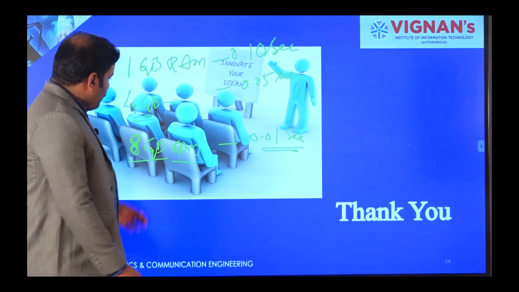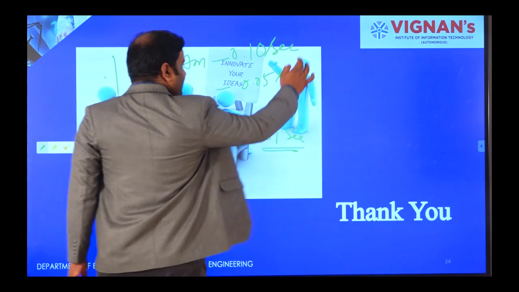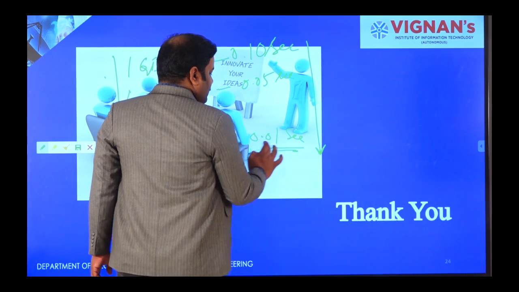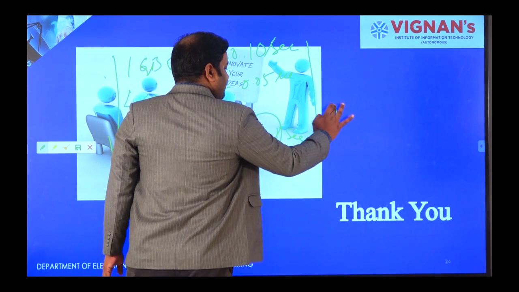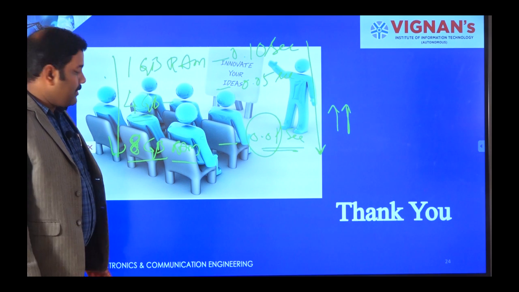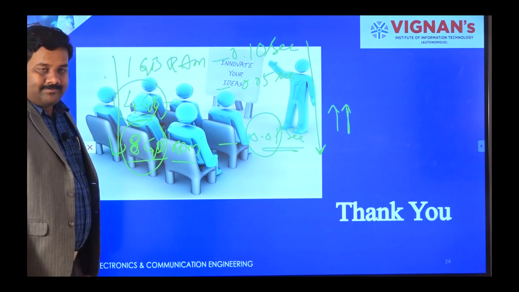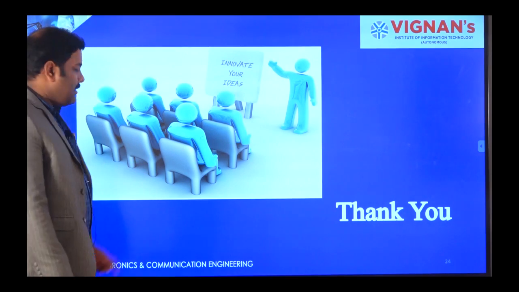Means as the RAM keeps increasing, the performance of the system or your mobile keeps increasing. That is the reason why most people choose either 4 GB or 8 GB RAM mobiles. Thank you.